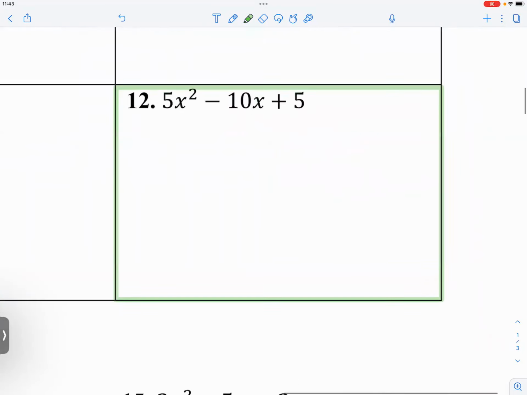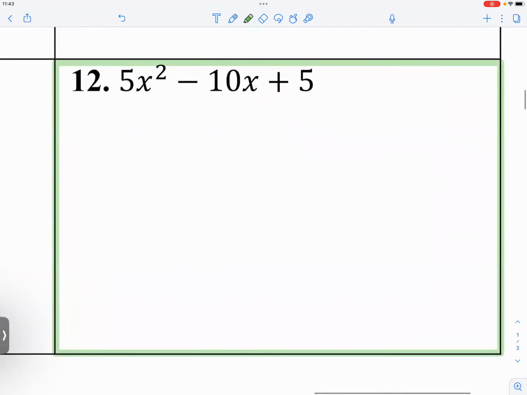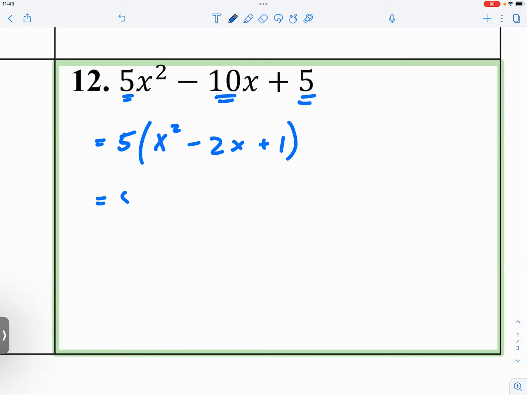And then for number 12. Now for number 12, I hope everyone can see something really eye-catching, and that is the 5 and the 10. Because if that's the case, you will go ahead and take the 5 out. Now, it's very important that you use the right word. We are factoring out the 5. We are not dividing the 5 out. So this is where we say, all right, 5 times x minus 1 times x minus 1.